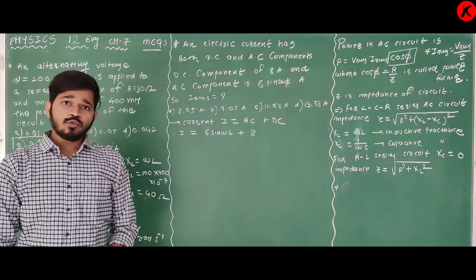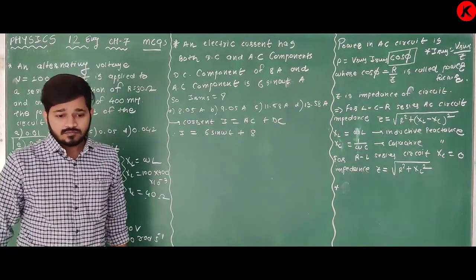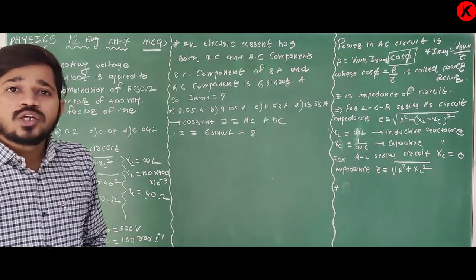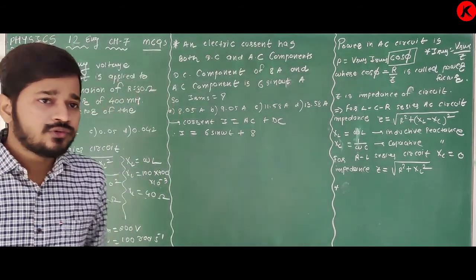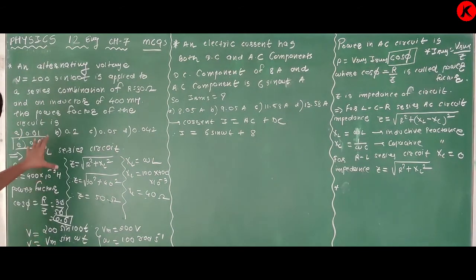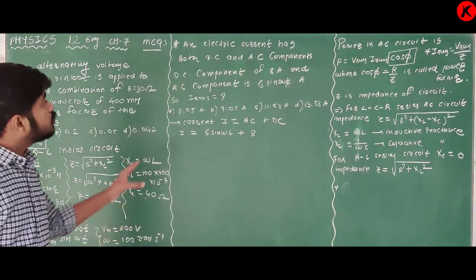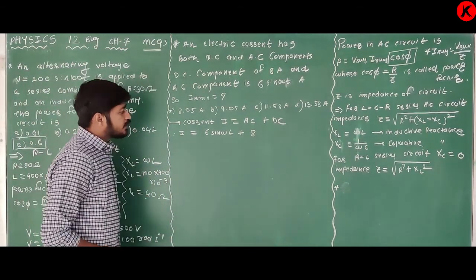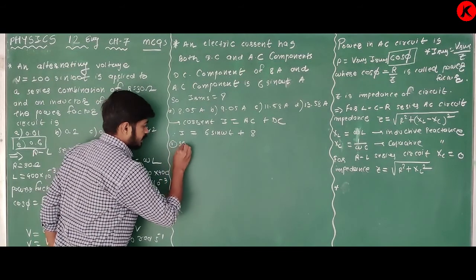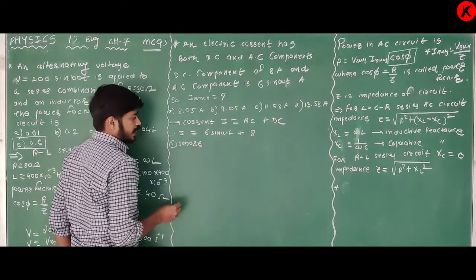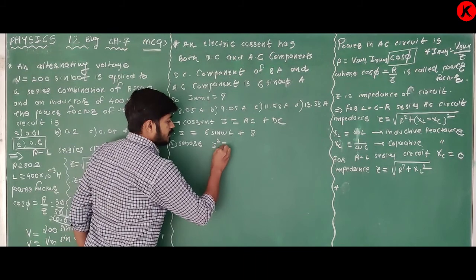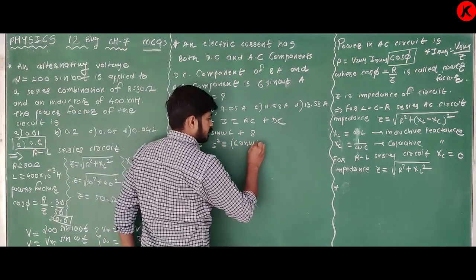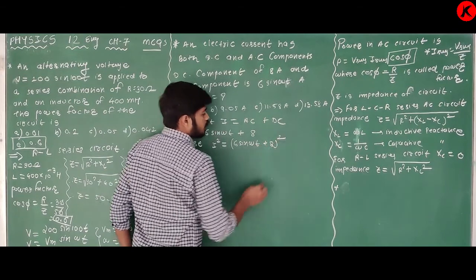RMS means root mean square. So it is another concept. How to find the root mean square value? The first concept was about power factor. The second concept is about RMS value. So how to find this RMS value? First step is to find the square. So I square is equal to (6 sin omega t plus 8) whole square.